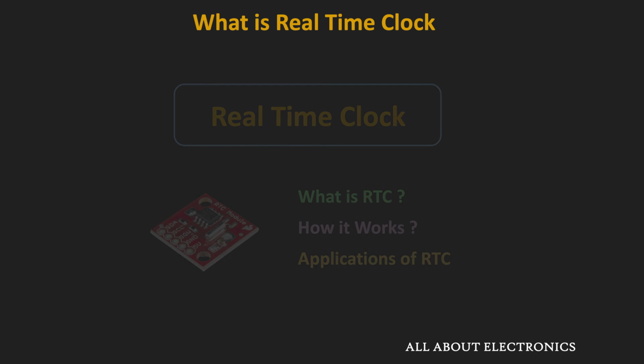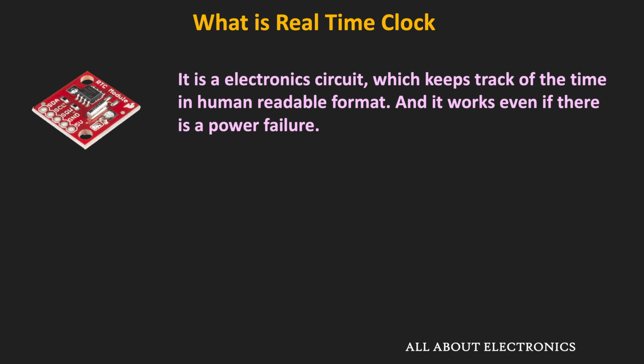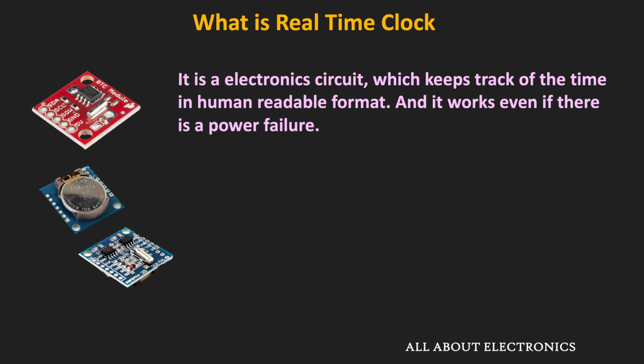As its name suggests, this real-time clock is a digital circuit which keeps track of the time in a human-readable format, and it tracks the time even when there is a power failure or the power supply is off. As you can see in this picture, a little battery is also attached to this real-time clock. That means even if there is a power failure or the main supply goes off, this battery can provide the power to the RTC, and this RTC can work on this battery even for many years.